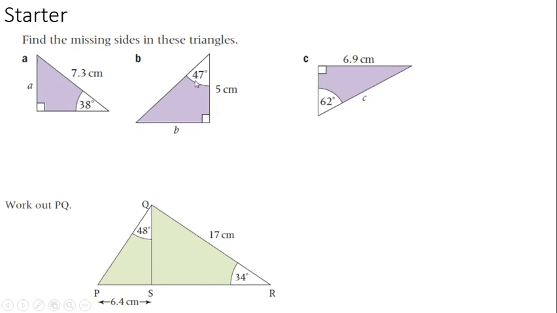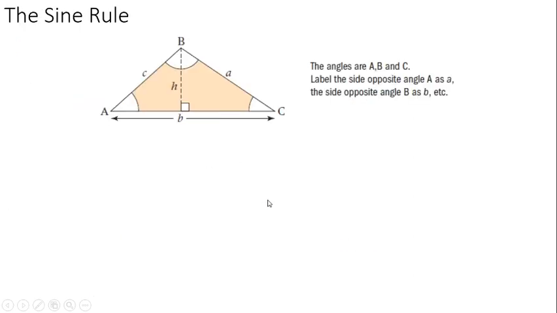Here, again, it's an opposite angle, so we would have sine. And here, again, it's this opposite, so we'd use sine here as well. Now, this sine theta equals opposite over hypotenuse only works in a right angle triangle. So what happens when we don't have a right angle triangle, for instance here?